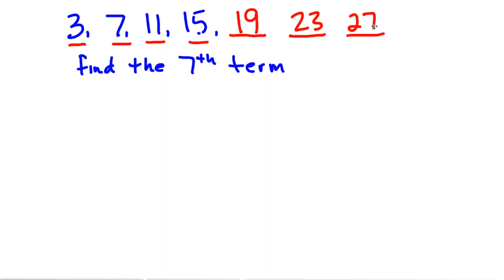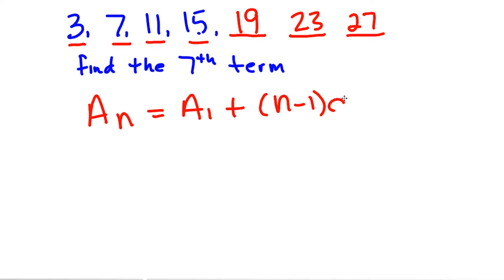There is a formula to use to figure out an arithmetic sequence. You almost never need to know it, but if you're going for a very high score, you need to know it. So the formula works like this. The number that you're looking for, a sub n, is equal to the starting number, a sub 1, plus the term you're looking for, minus 1, times the difference.